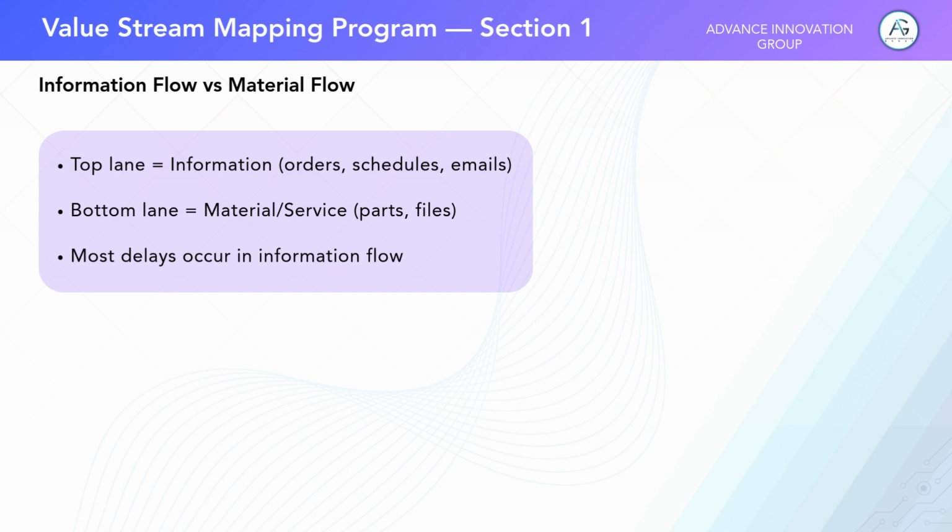In a value stream map, we show both information flow and material or service flow. The top lane represents information like orders, schedules, or emails, how instructions move. The bottom lane represents materials or services, such as parts or files, how the actual work moves. Interestingly, most delays and inefficiencies happen in the information flow, not the material flow. So improving communication and coordination often gives big results.